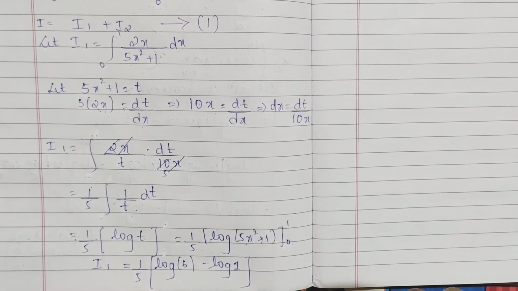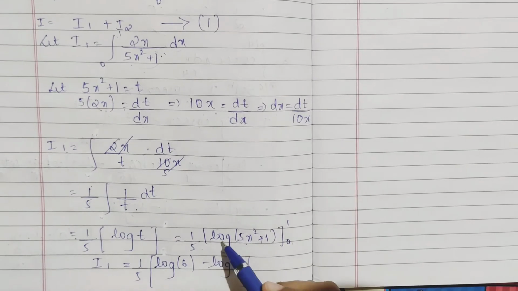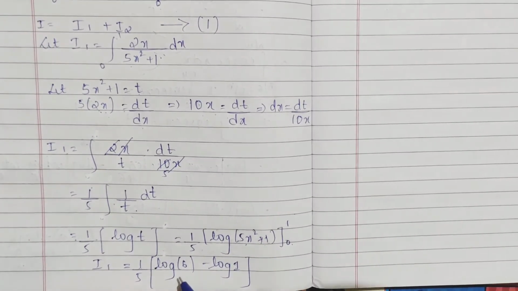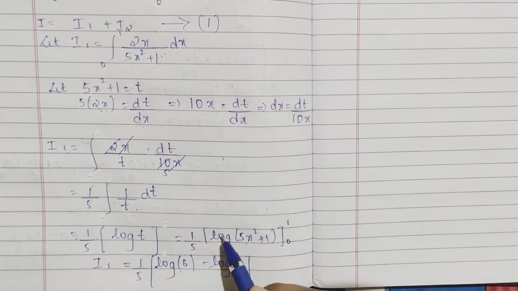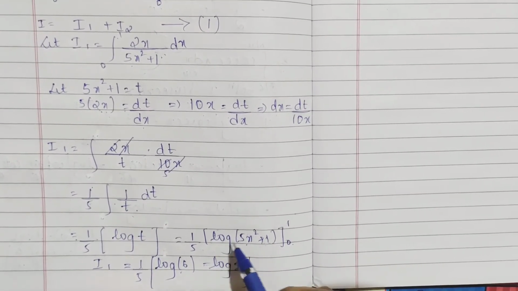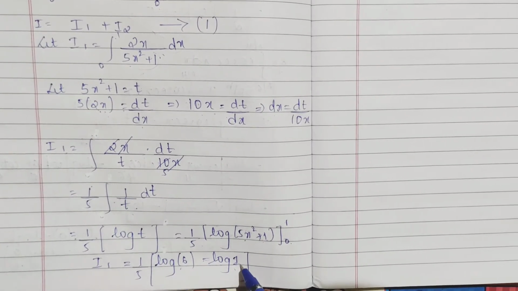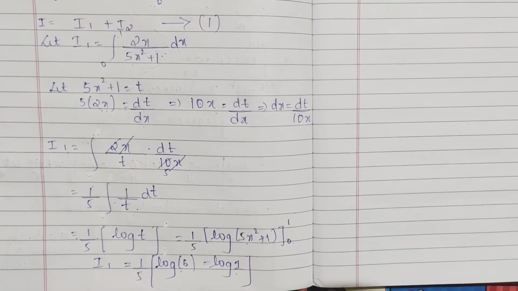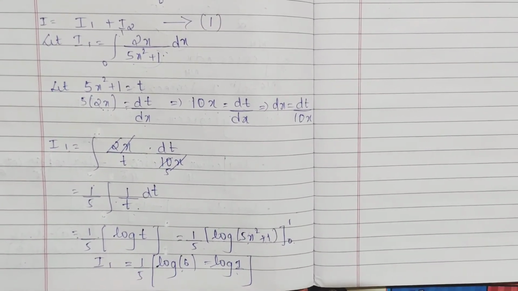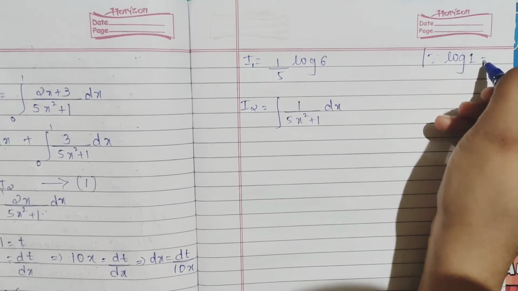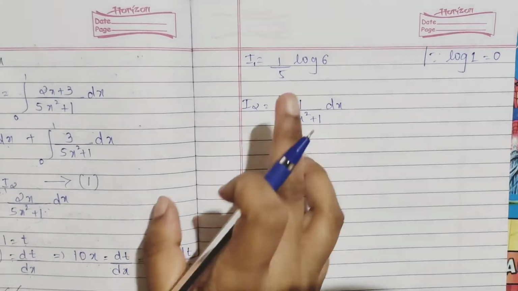Now put in the limits. So 1/5 as it is, log of the upper limit, 5 into 1 plus 1, which becomes 6, minus log of the lower limit, 5 into 0 is 0 plus 1, so it becomes log 1. Log 1 is 0, so you will have 1/5 log 6 as the answer for I1.